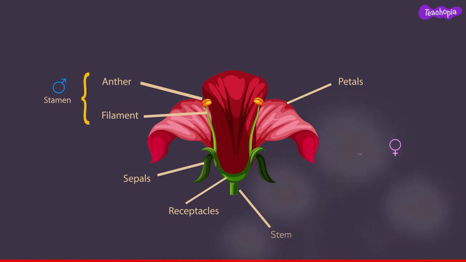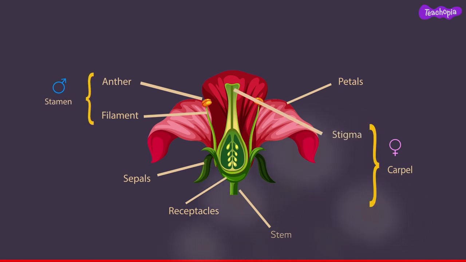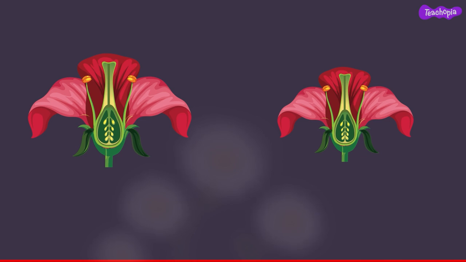The female part of the flower is called the carpel, and this consists of three parts. The stigma, a sticky landing for pollen. The style, where the pollen grain descends. And the ovary, where the female gametes or ovules are located. Within the ovary, ovules produce female gametes. So how does pollination work?